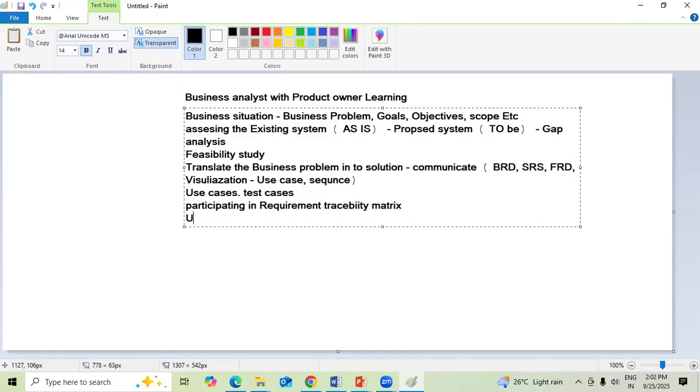When we follow an agile environment, this is where you will find the difference between the role of a business analyst and the product owner. There are two things you need to know: one is the product owner, and at the same time the product manager. There are two different roles. I'm referring to the product owner now.